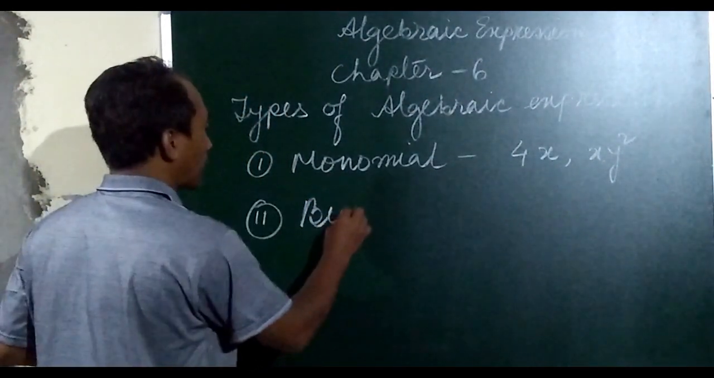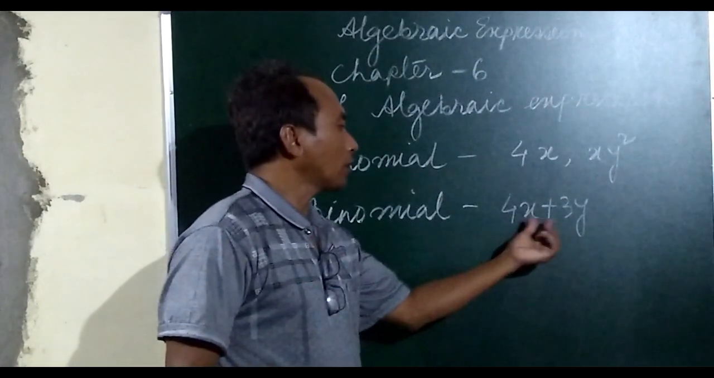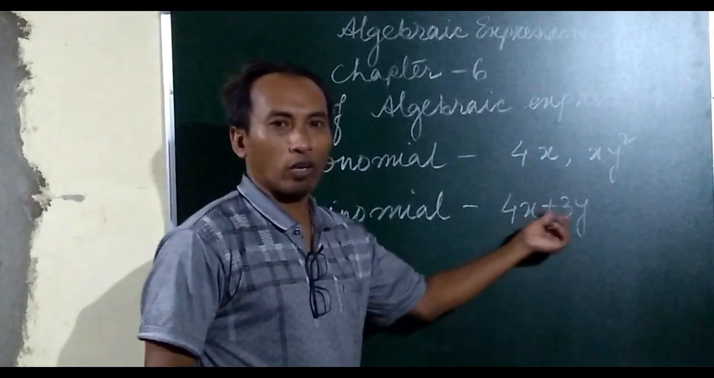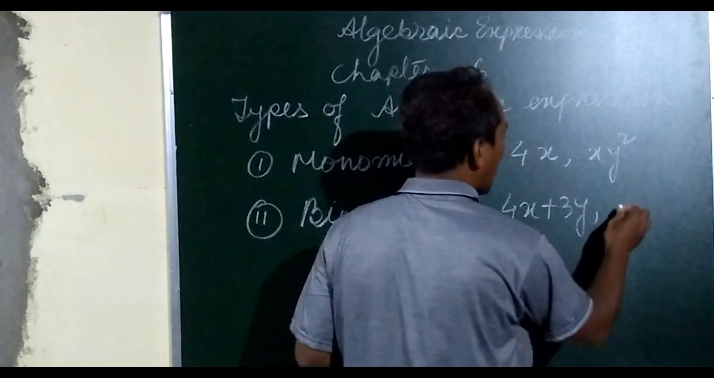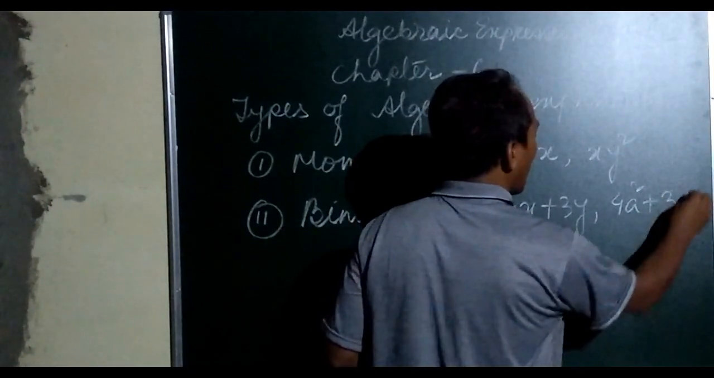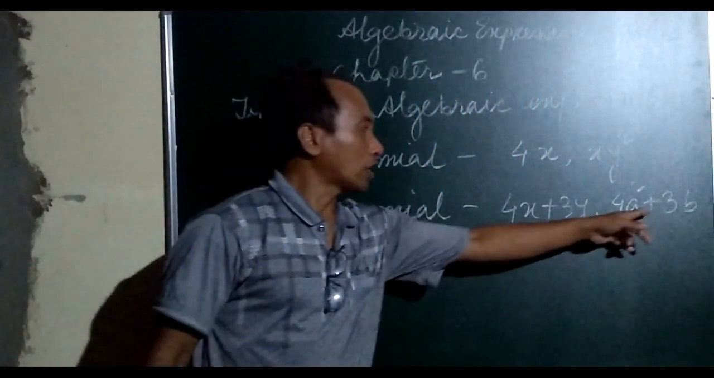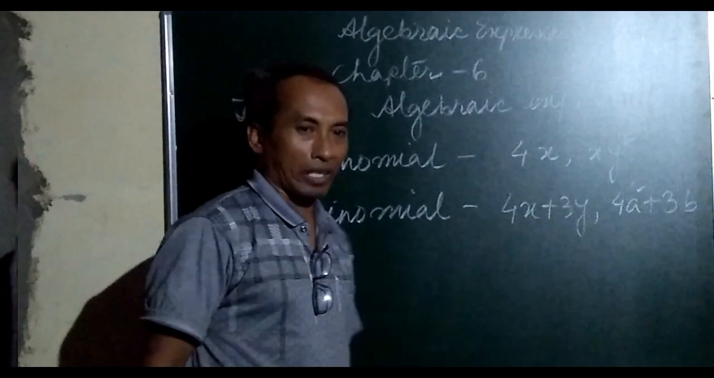Next is binomial. 4x plus 3y. Here how many terms do you see? One term, two terms. There are two terms, so they are called binomial. Another, I can say 4a squared plus 3b. Here two terms are there, so it is called binomial.